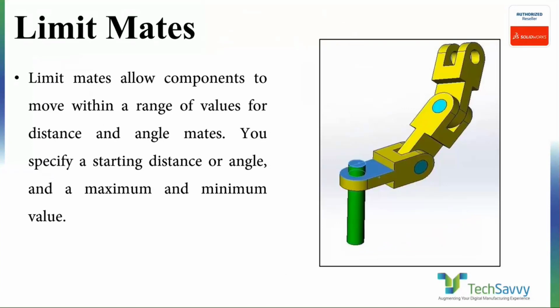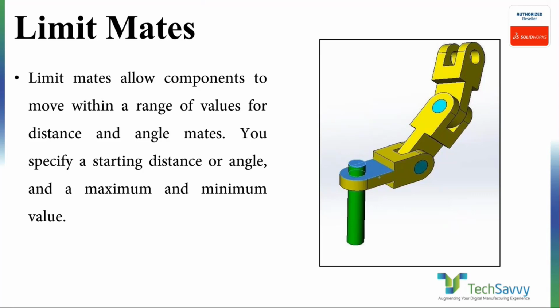Limit mates. These are the last mates. Limit mates are just similar to the distance mates and the angle mates which we have studied in the standard mates. The basic difference is it is saying limit. We have to limit the minimum distance and the maximum distance the component would be traveling. So what are limit mates?